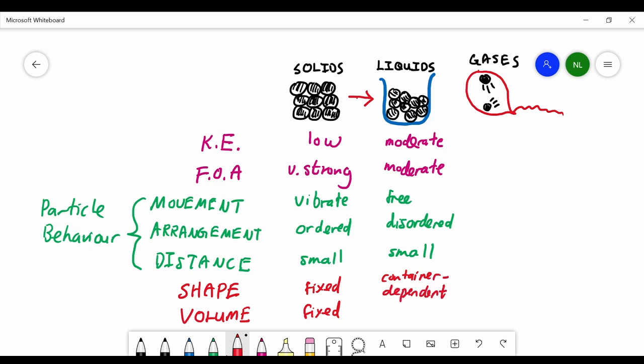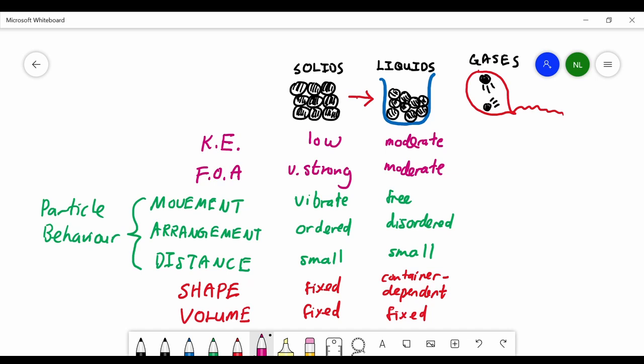The volume of liquids, however, are fixed, just like in solids. And this is because the particles of liquids are still held together strongly and closely enough that liquids cannot expand or compress to fit the volume of its container. In fact, the unique combination of free moving particles and fixed volume of liquids is what makes it suitable for use in hydraulics.